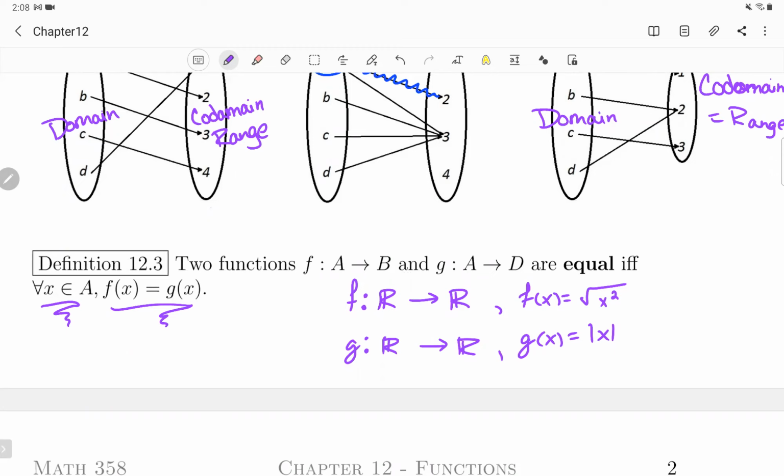Right? Because once I square it, it's going to become positive. So, yep. All right. Cool.